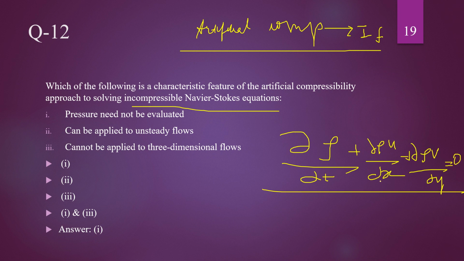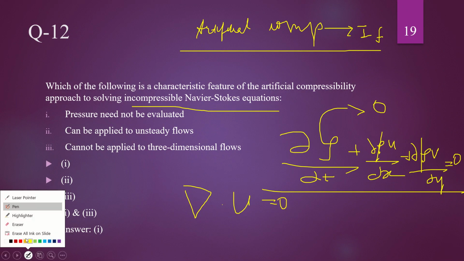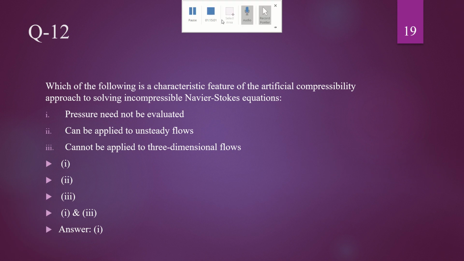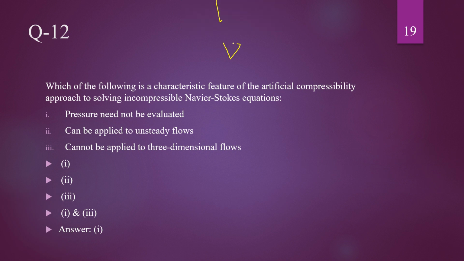Right. So when we are dealing with the incompressible Navier-Stokes equation, this would become 0 since there would be no change in the density, and also this rho and this rho would go off. So in general we can write it as del dot u is equal to 0. Since there is no density term, we cannot link it with the continuity equation.